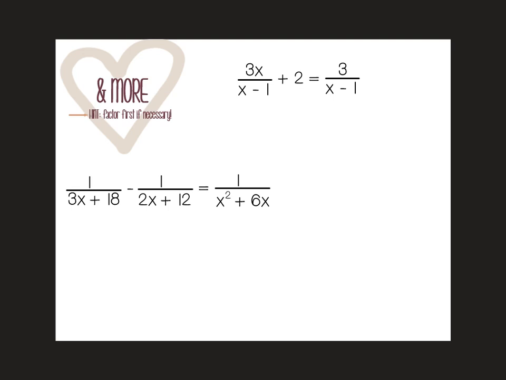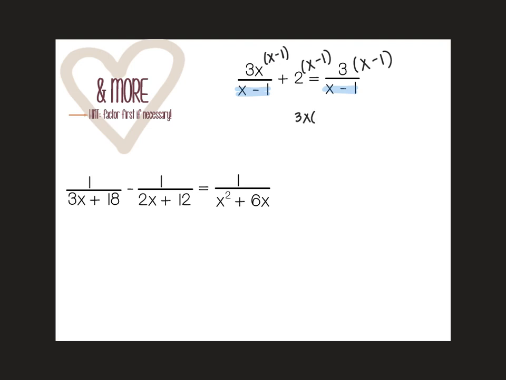A little tougher still. When you get here, you might have to factor if completely necessary. Up here, since these match, you don't need to do any factoring. You just multiply the numerators by x minus 1. Just make sure you put it in parentheses. And I am going to rewrite the whole thing for you just so you can see what's happening.